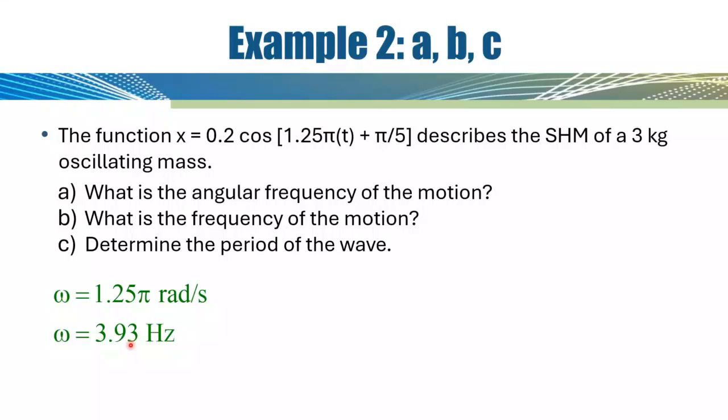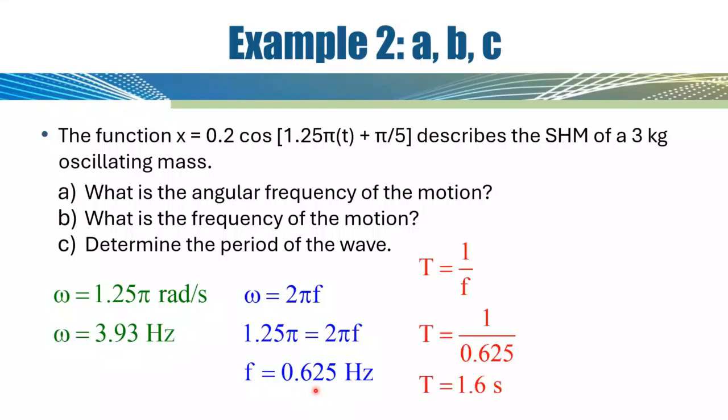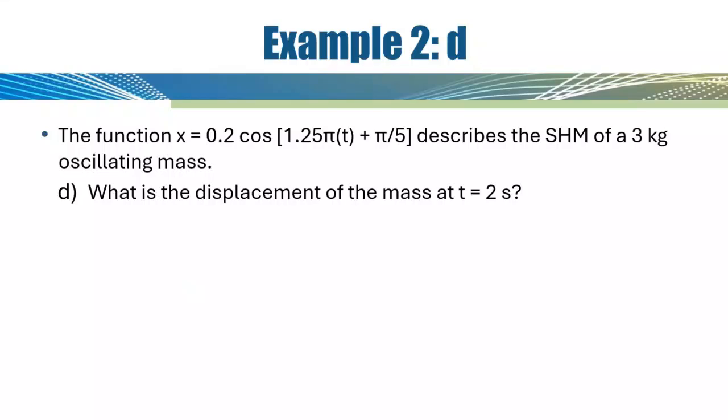So part B says, what is the frequency of motion? We know that angular frequency equals 2 pi f, so I'm going to use the 1.25 pi version for angular frequency equals 2 pi f, and now you can see that the pi's are going to cancel, and I'll get a frequency of 0.625 hertz. And letter C says determine the period of the wave, which is 1 over frequency, and the period is 1.6 seconds.